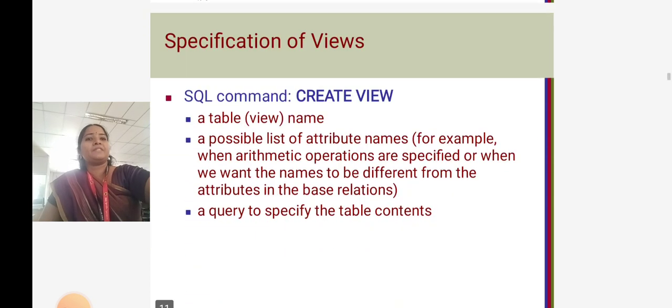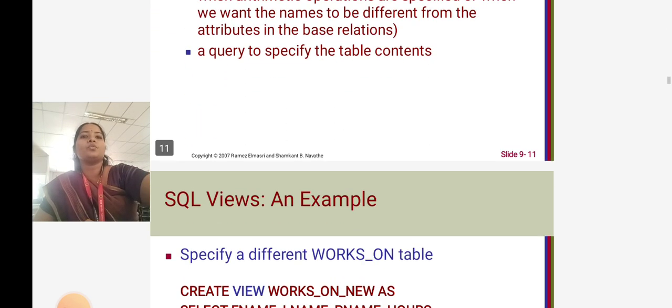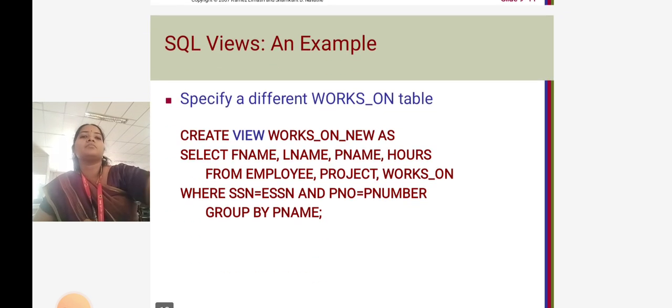Specification of views: the SQL command is CREATE VIEW, followed by a table name, that is a view name, and a possible list of attribute names. This is used, for example, when arithmetic operations are specified or when we want the names to be different from the attributes in the base relations. A query to specify the table contents follows. From this, the view of a table is specified.